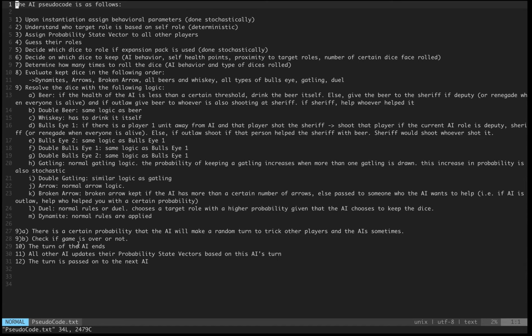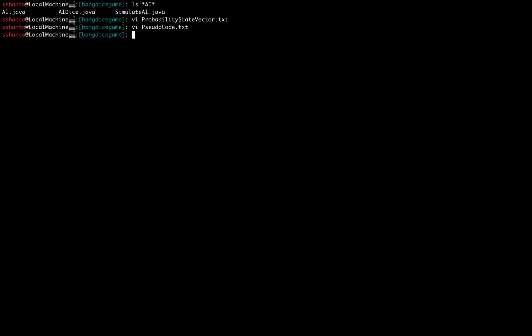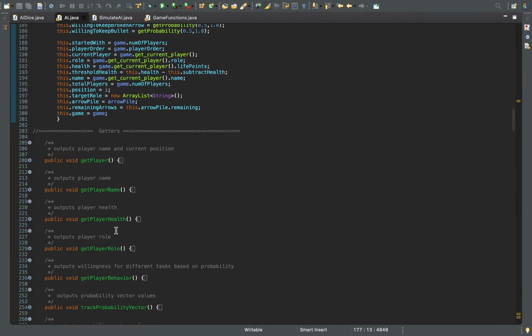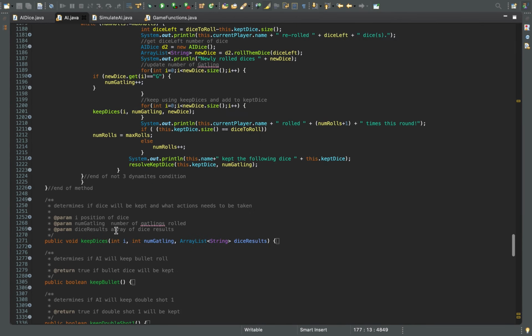There is a constant check going on after the dice have been resolved on whether the game is over or not. After the turn of the AI ends, all other AIs update their probability state vectors based on this AI's turn. The turn is then passed to the next AI. And this pseudocode is implemented in this AI class with all these functions.